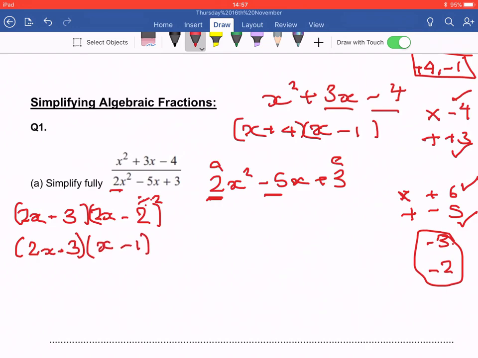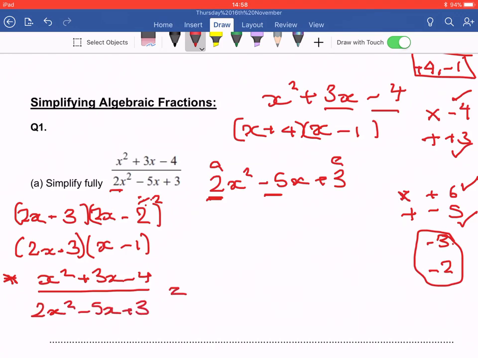So if we were going to answer our question, let's go back and finalise our question. We've got x squared plus 3x minus 4 over 2x squared minus 5x plus 3. We factorise both of them. So the x squared, the top one, is over here. I'll just put something around it. So let's just put this here. I think maybe we'll just leave it with this version.